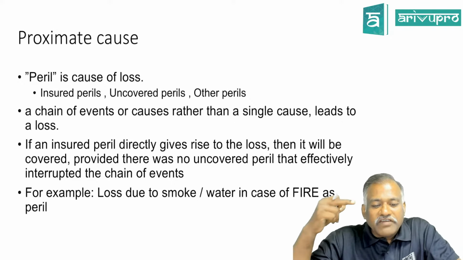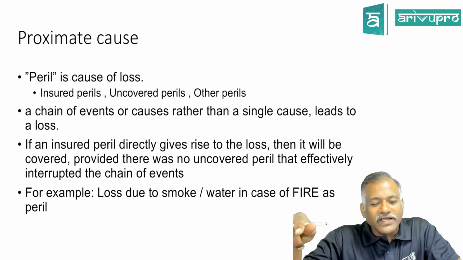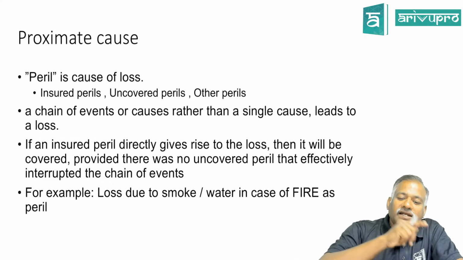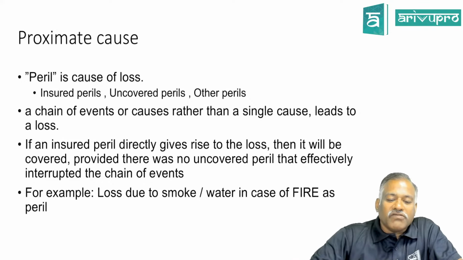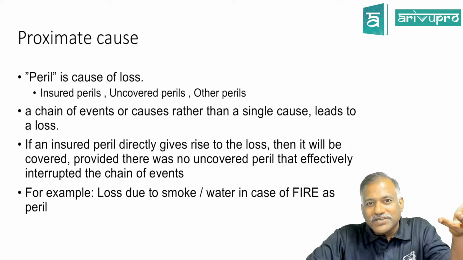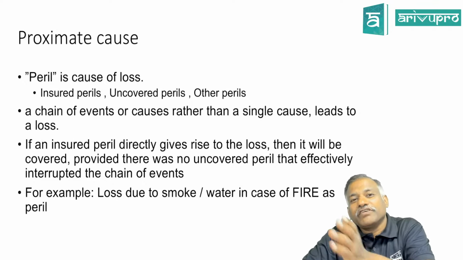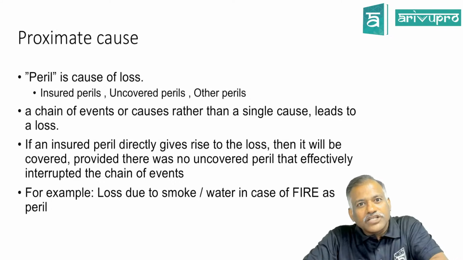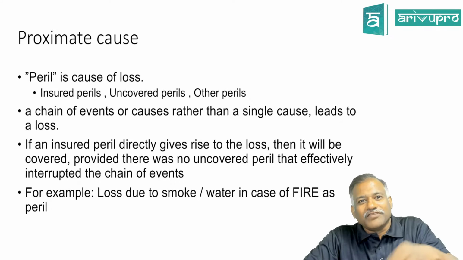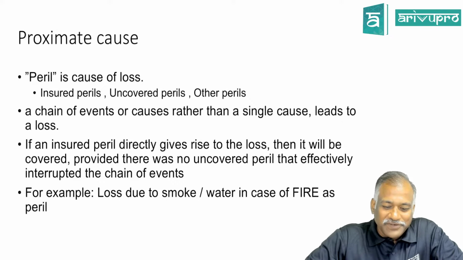A chain of events or causes rather than a single cause leads to the loss. If an insured peril directly gives rise to the loss, then it will be covered, provided there was no uncovered peril that effectively interrupted the chain of events. There is no uncovered peril that has interrupted the chain of events. So in the chain of events, there should not be something uncovered. If there is something uncovered that comes there, then the claim may be rejected, right?